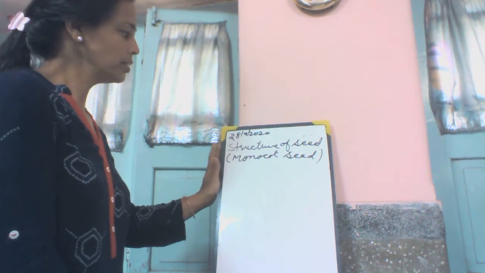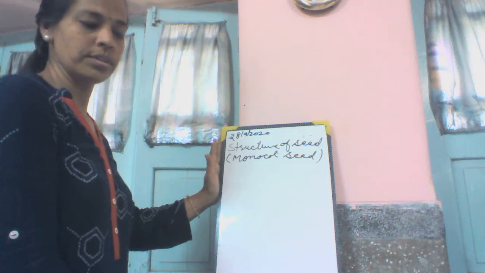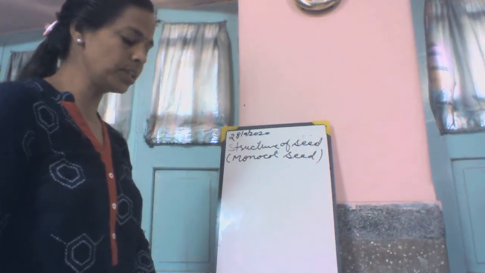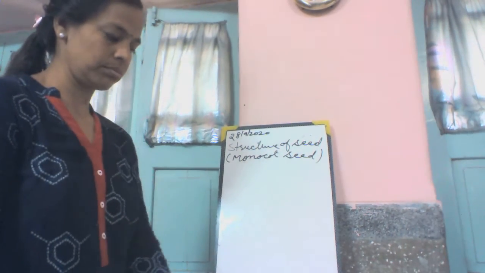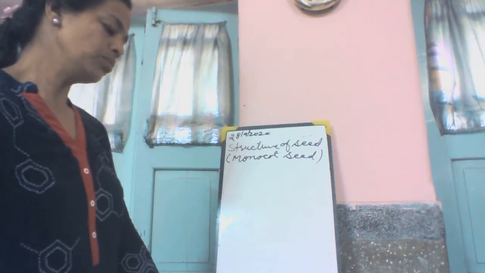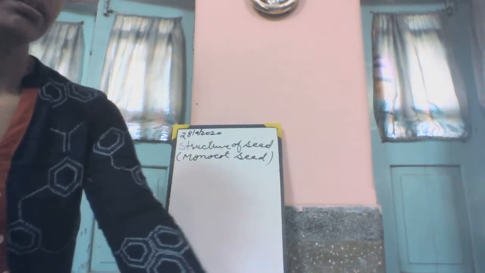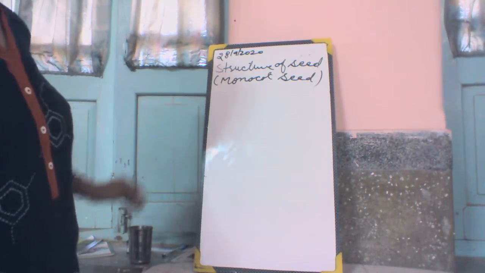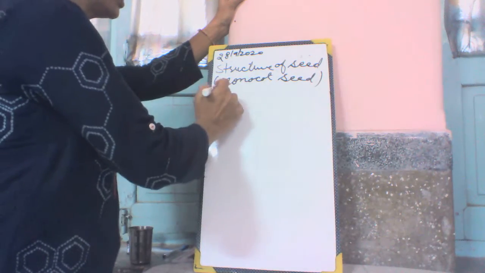Today's topic is structure of seed. We have completed the structure of seed in dicot seed. Now we have to see the structure of monocot seed. An example of monocot seed is maize.